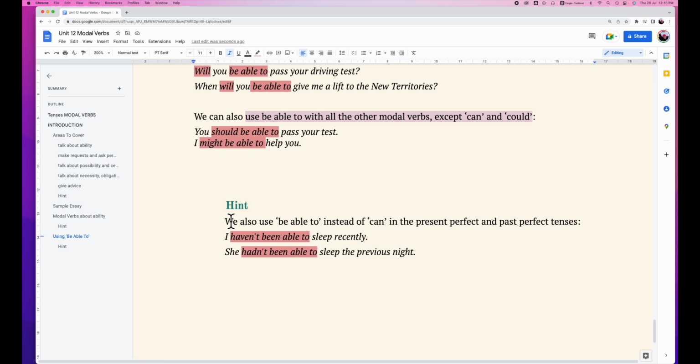And hints. Now we also use be able to instead of can in the present perfect and past perfect tenses. For example, I haven't been able to sleep recently, or she hadn't been able to sleep the previous night.